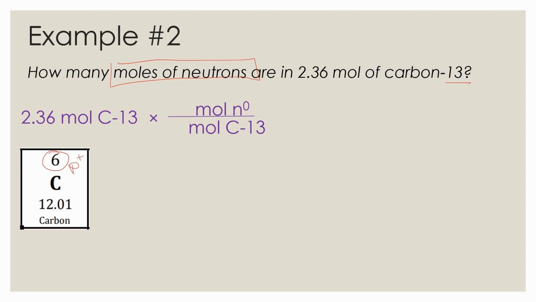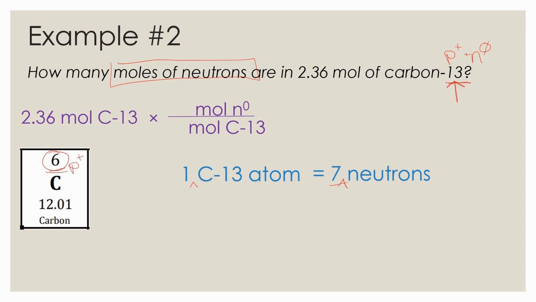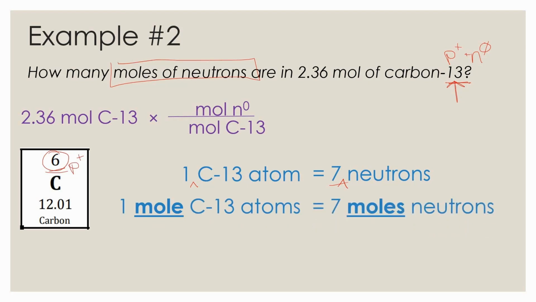Carbon-13 has a total mass of 13, meaning 13 things in its nucleus. If we take its protons and add those to its neutrons, there are 13 things total in that nucleus. So, if there are 13 things in the nucleus and 6 of them are protons, we can say that 13 minus 6 is 7. So in one carbon-13 atom, there are 7 neutrons. 6 protons, 7 neutrons add up to give us that mass of 13. And just like before, we can insert that word mole right here without changing the relationship. 1 mole of carbon-13 atoms is equal to 7 moles of neutrons.